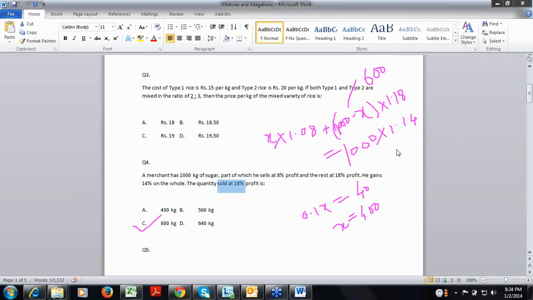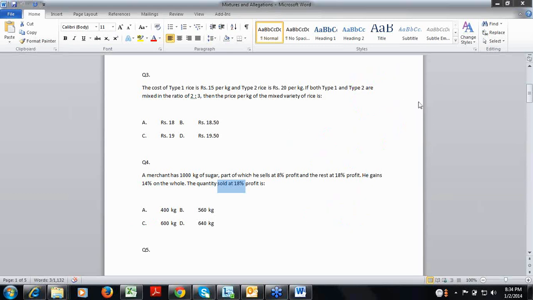So a lot of people, Ashish has got it right. Everybody is getting it. Shaunak, Vinal, everybody is getting it right. Okay. Let's move on. Moving on to question number 5.